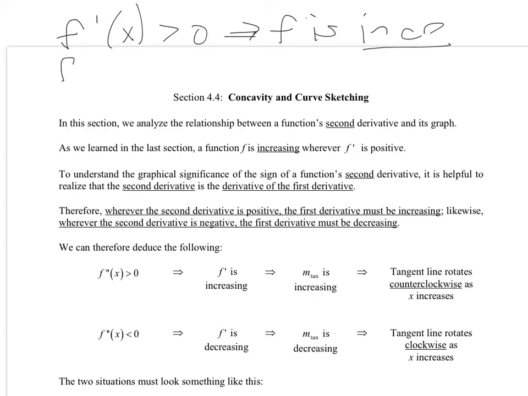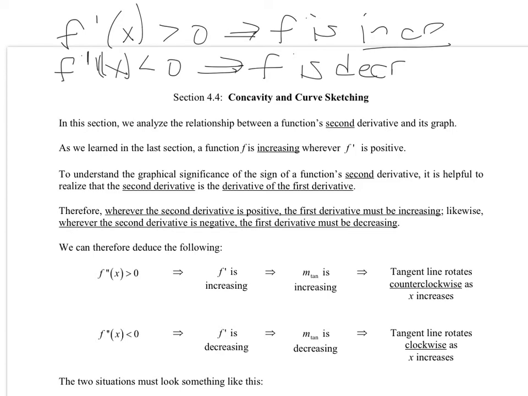And likewise, wherever f prime of x is less than 0, then the function f is decreasing. So we talked about that in section 4.3. Wherever the first derivative is positive, that means that as we move from left to right, the graph rises. And wherever f prime of x is negative, the graph falls.